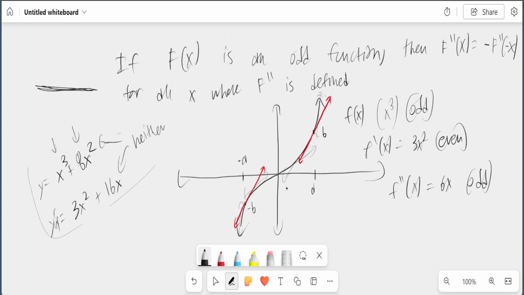Anyways, that was just an interesting thing. But when you take the derivative of an odd function, it becomes even. When you take the derivative of an even function, it becomes odd, right? Does that make sense?